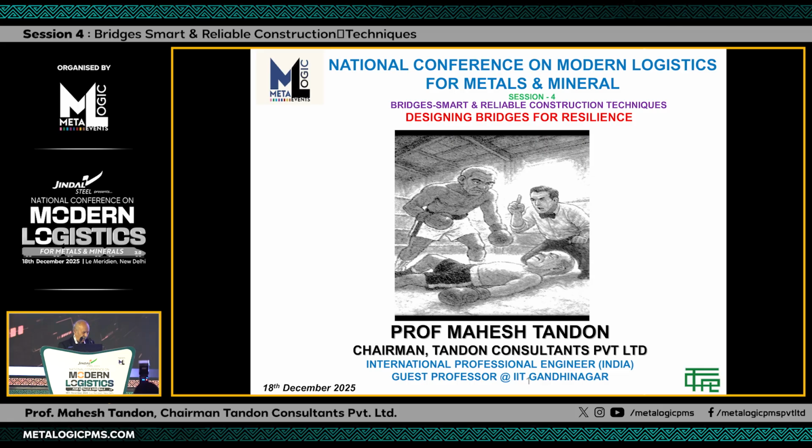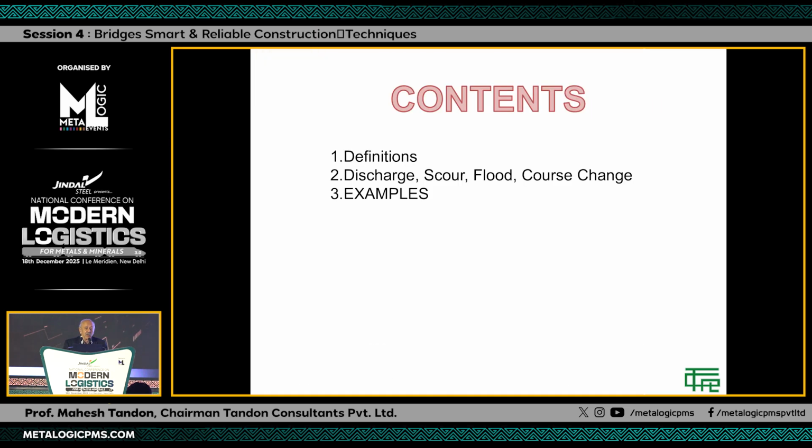So, what I'm going to talk about regarding bridges is designing bridges for resilience. That's the key word. And this is, as you know, a part of the climate change scenario. These are the three parts of my presentation, and we will stop whenever we are told to stop.